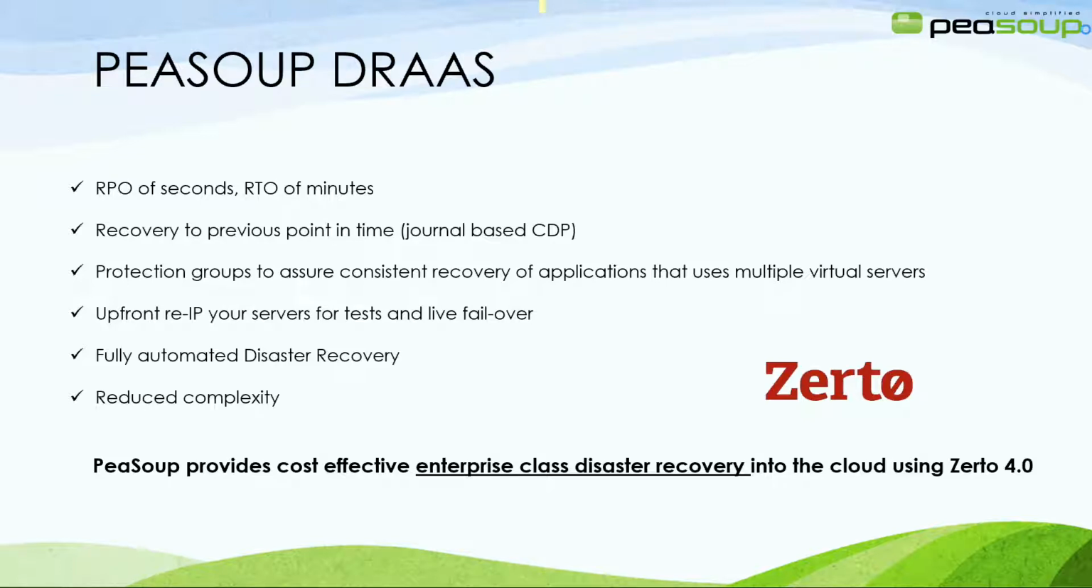Protection groups are used to assure consistent recovery of applications that have multiple virtual machines. With Zerto we are able to re-IP your service for tests and failover. I will show this functionality in the video. Zerto provides a fully automated disaster recovery. The only thing you have to do is press a button and decide when to failover and what to failover.